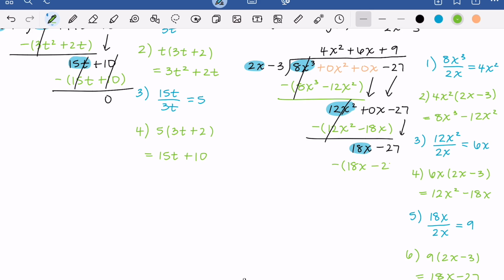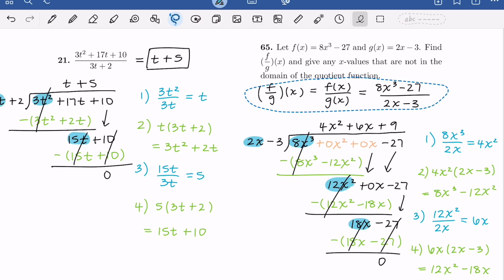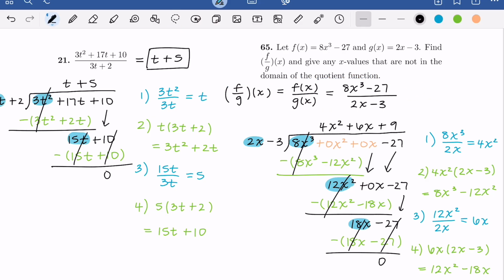We're going to subtract out 18x minus 27, which we're going to see that these guys cancel after distributing that negative, and so do these guys. So our remainder in this case is going to be 0. So our final answer, let's move this over, when dividing these two polynomial functions is going to be 4x squared plus 6x plus 9.